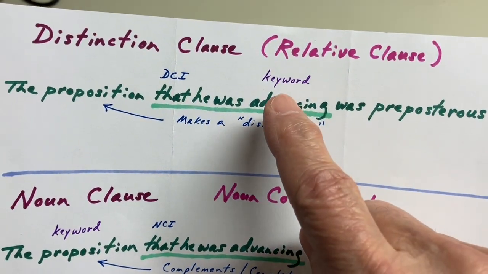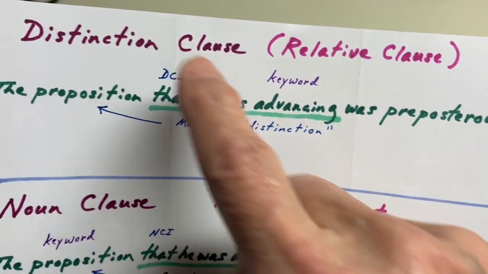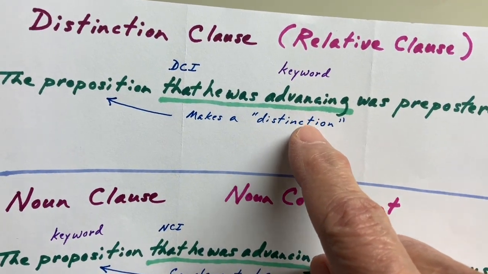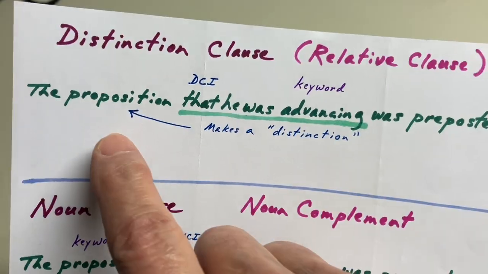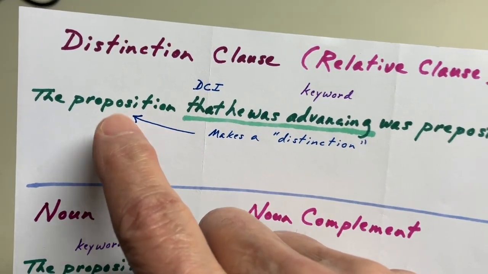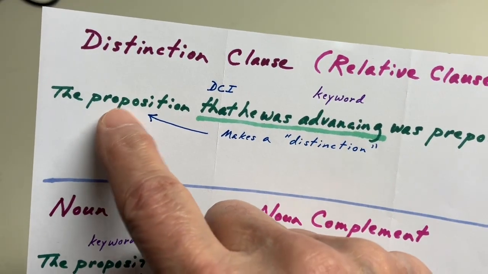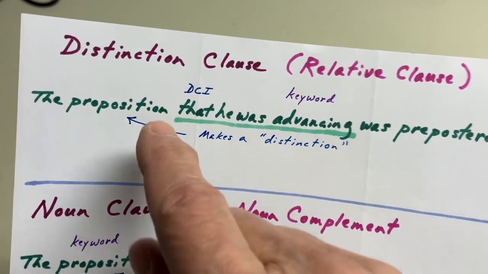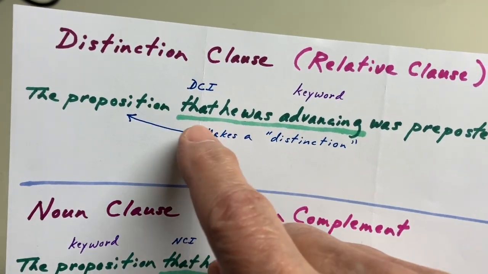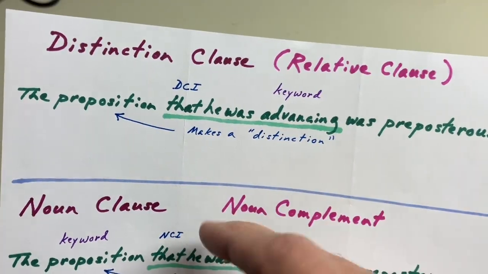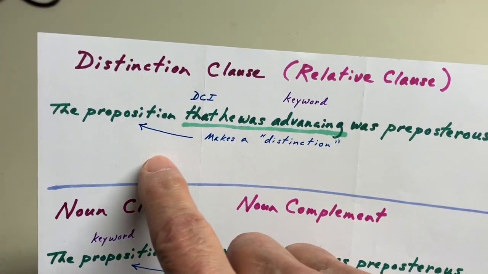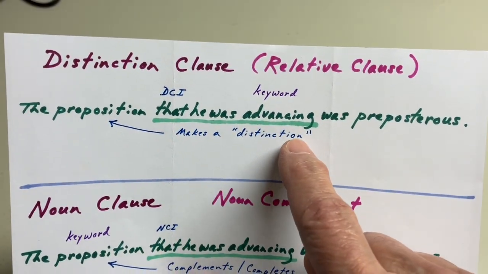Now, the key word, all right, in this distinction clause is advancing. All right? In other words, he was advancing a proposition. He was trying to promote this. He was trying to push it forward and sell it. Okay, see, he was advancing the proposition. He was trying to pitch it, trying to get you to buy it. All right, that's what this distinction clause tells us.